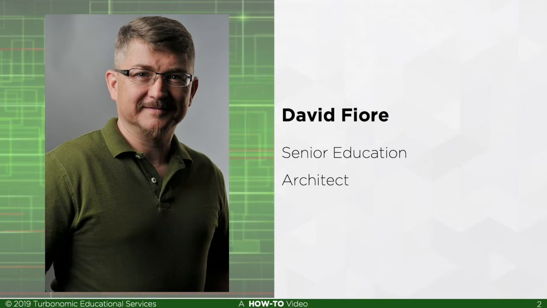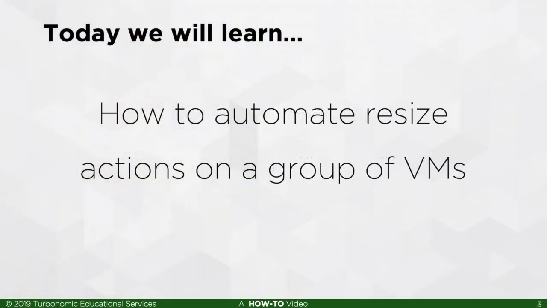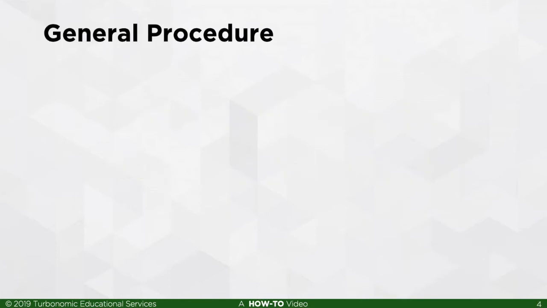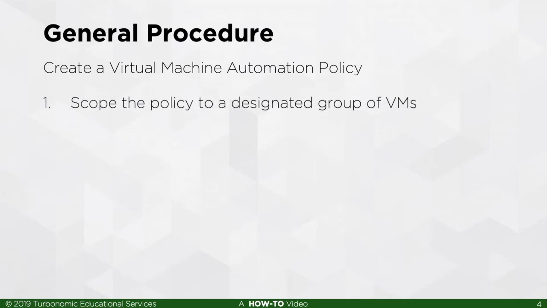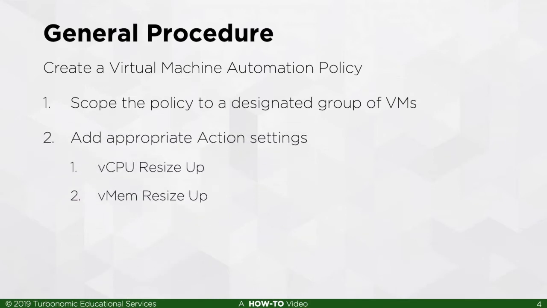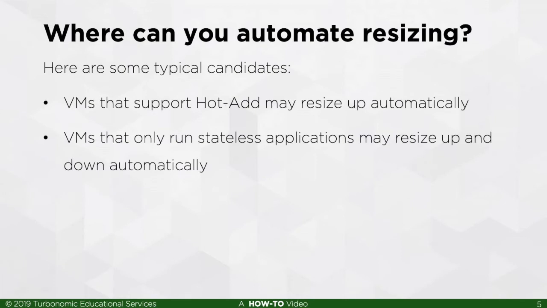I'm a senior education architect here at Turbonomic, and today we're going to learn how to automate resize actions on a group of VMs. The general procedure is to create a virtual machine automation policy. You'll scope that policy to the group of VMs that you want to enable automation on, and then set the appropriate action settings. Then you'll save the policy.